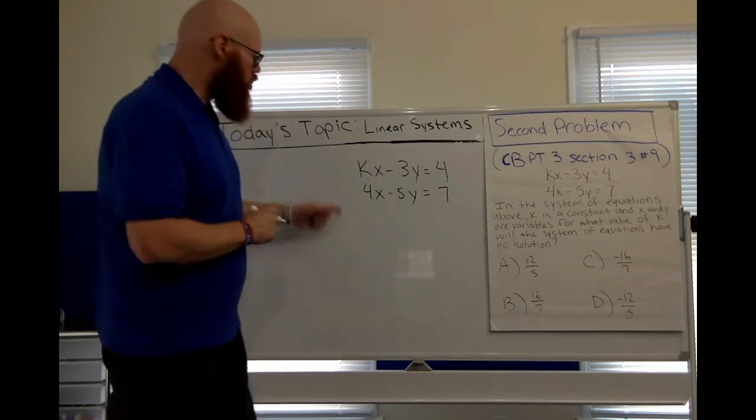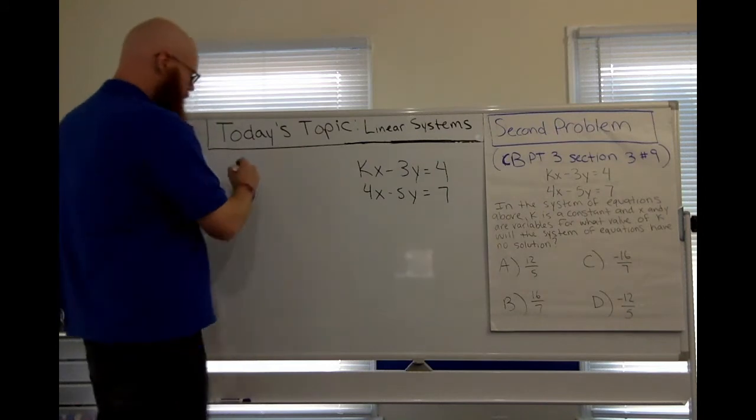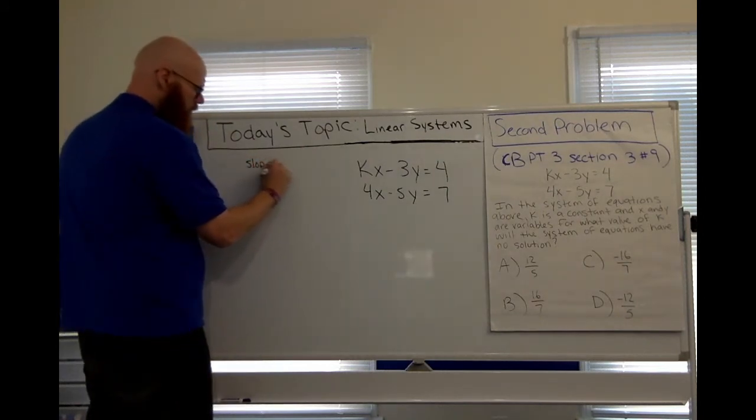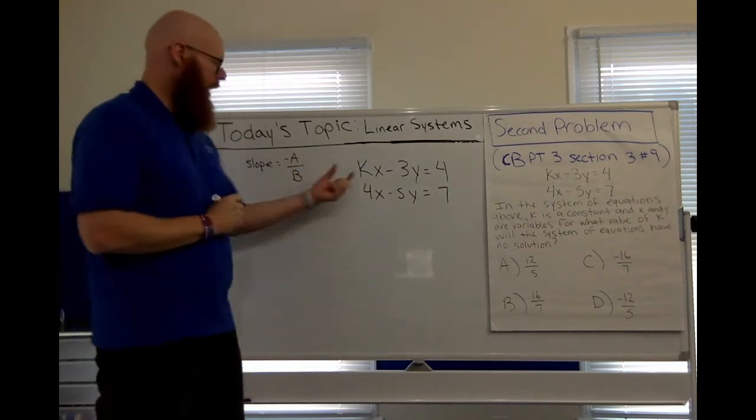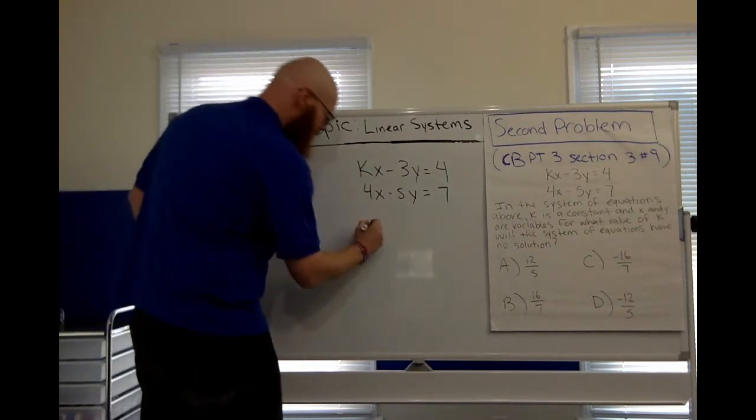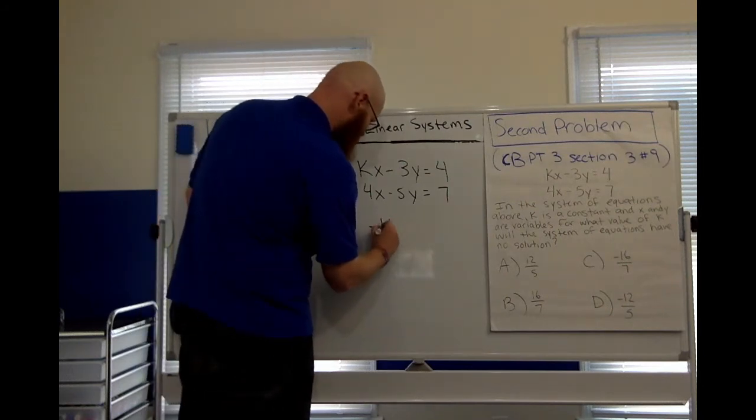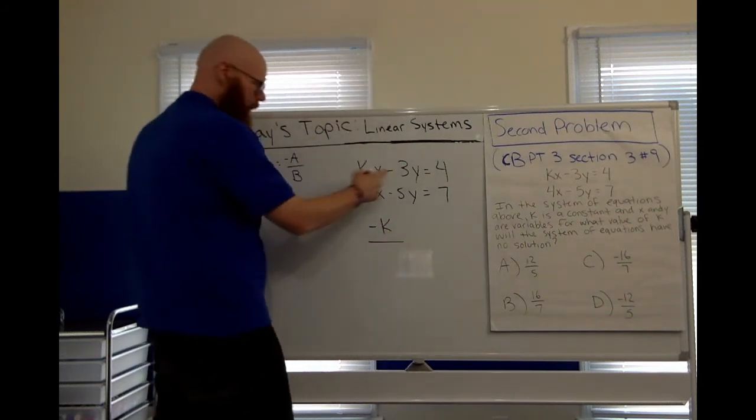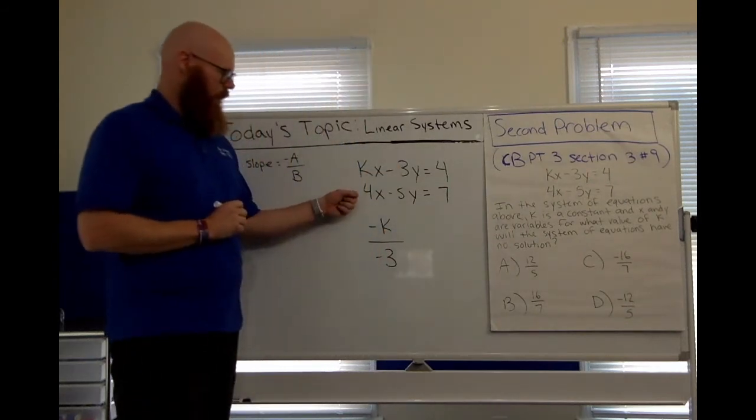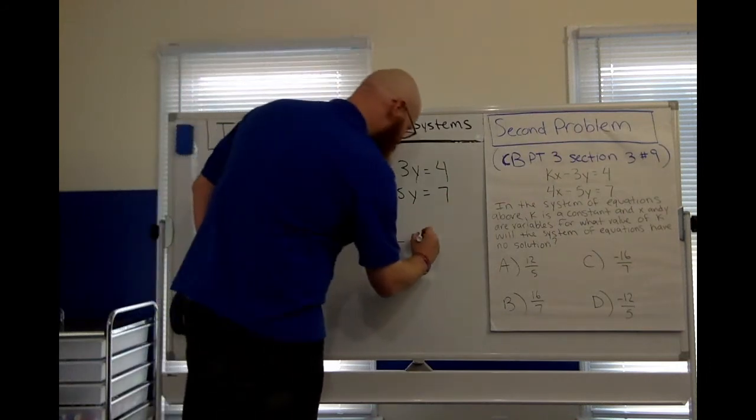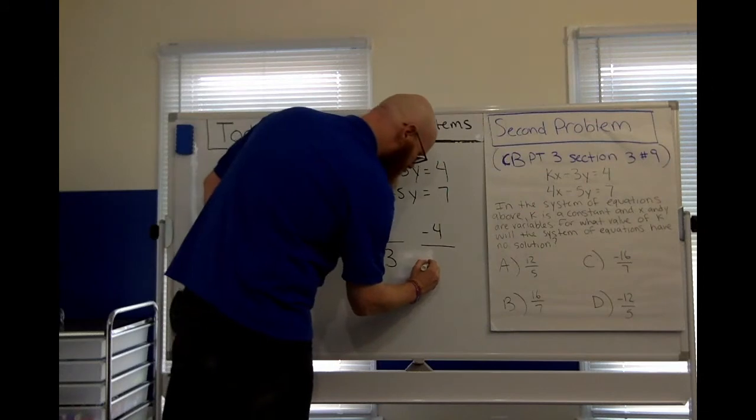All right. So we take a look at the first one, and remember the slope in standard form, again, just to recap, is -a over b. So a in this case is k. So I get negative k over b, which is -3. And then for the second one, I get -a, which is -4, over b, which is -5.